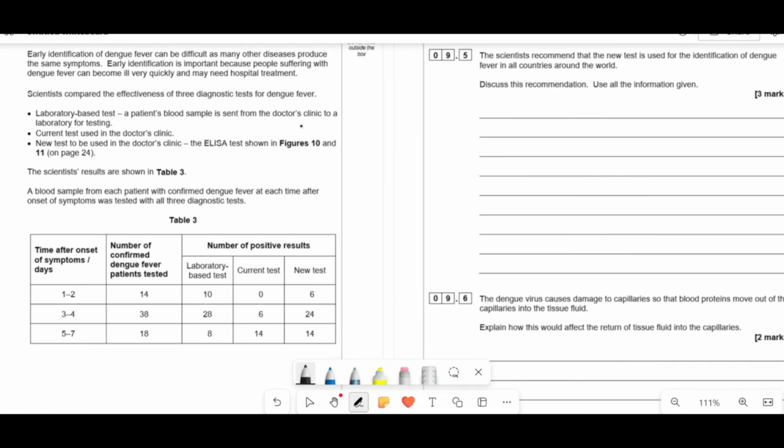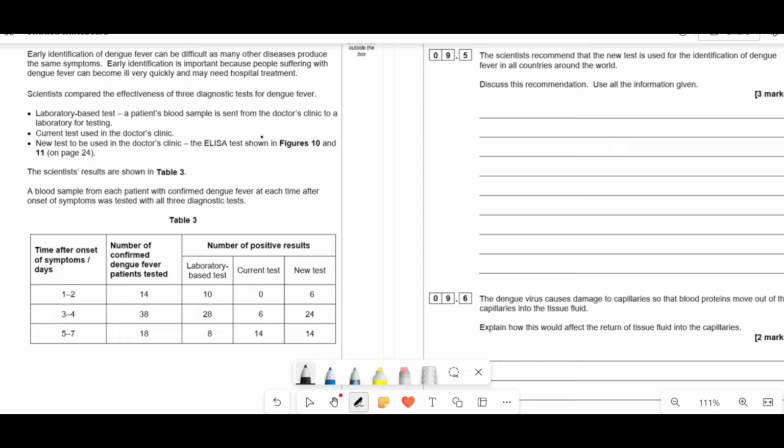Early identification of dengue can be difficult as many other diseases have the same symptoms. Early identification is important because people suffering from dengue can become very ill quickly and can need hospital treatment. That is very true. It's not a pleasant disease. Scientists compared the effectiveness of 3 diagnostic tests for dengue fever. One is a lab test where they take a sample from a doctor's clinic for testing, one is already in the doctor's clinic, and this is a new test to be used in the doctor's clinic that they're fumbling around with.